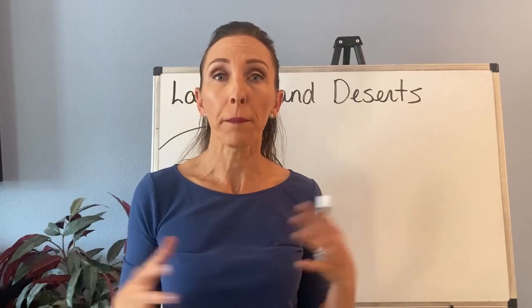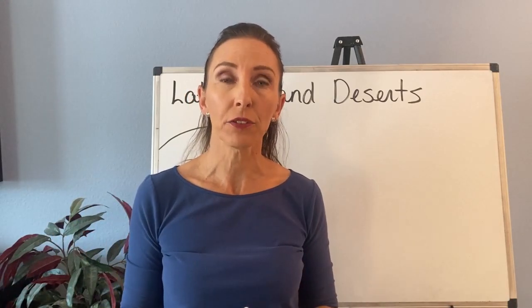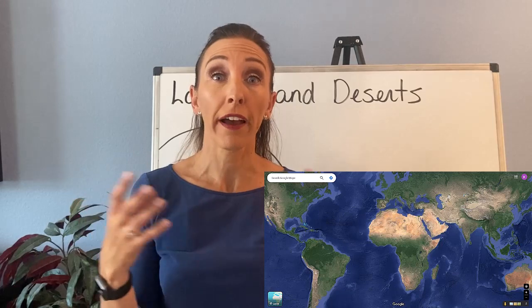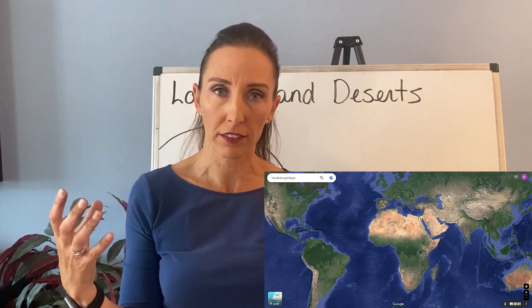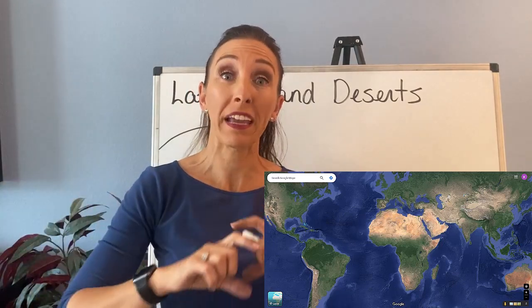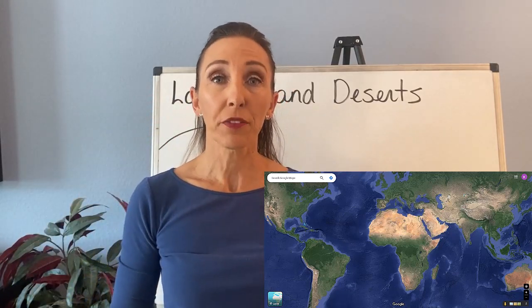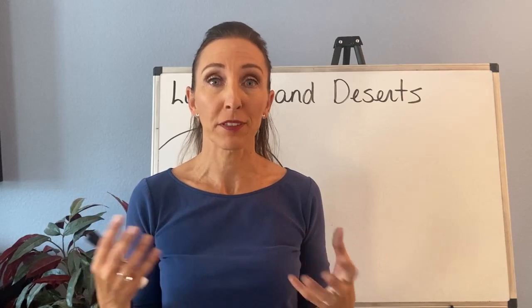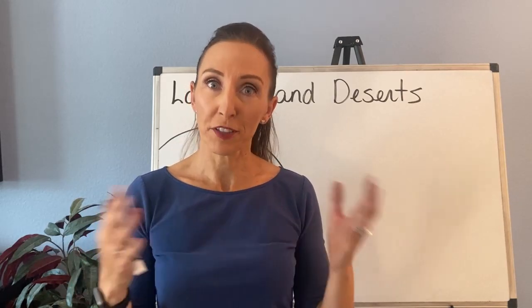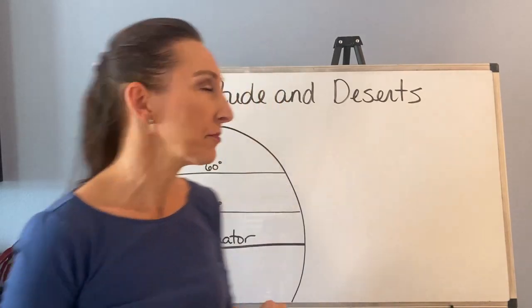If you were to open up Google Maps and look at a satellite view, you'll actually notice these dry spots that occur in certain places, these horizontal bands, one just north of the equator and one just south of the equator. This has to do with an effect that happens at certain latitudes, and we're going to talk about why those deserts are there.